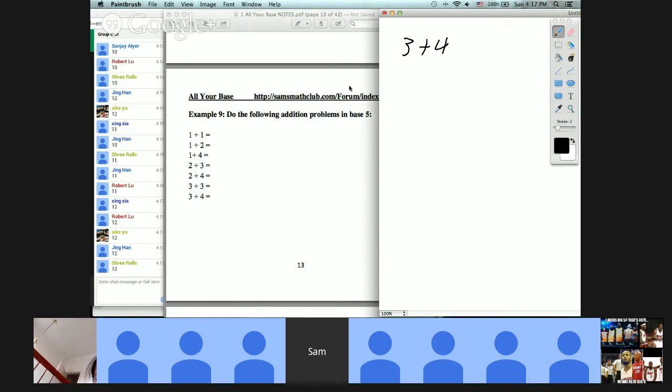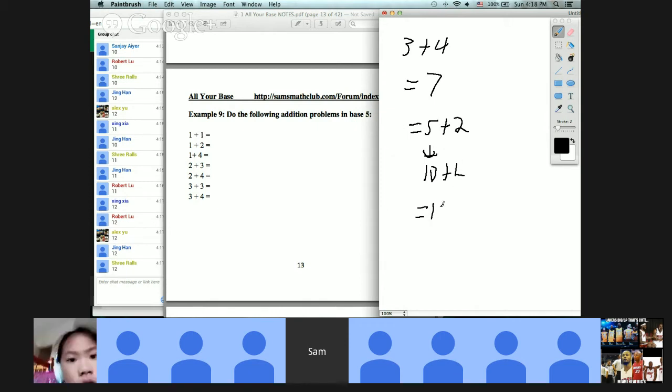All right, nice job, guys. Most of you got 12. So again, 3 plus 4 base 5. This equals 7 initially in base 10 if you just add them together. But 7 is greater than 4, so you can't have that. So you set 7 equal to 5 plus 2. And then 5 becomes 10 because you have it in base 5. 10 carries 1 basically, plus 2, which is equal to 12.